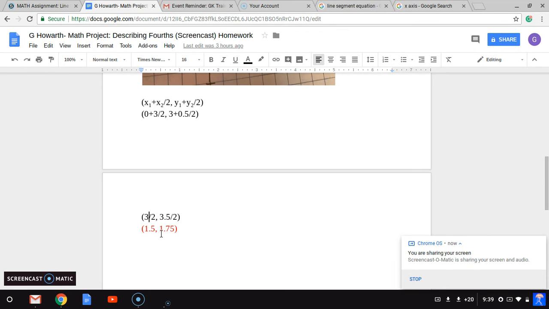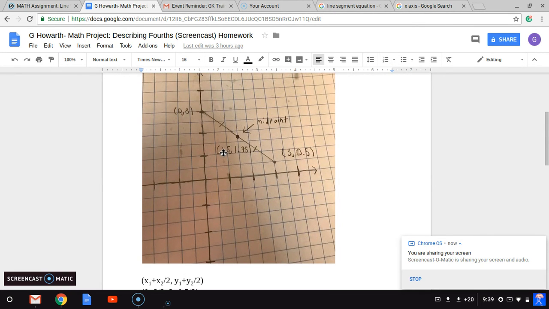Now, since we found the x, we need to find the y. And we find the y the same way we found the x. So y1 is 3, and y2 is 0.5. Add these together and you'll get 3.5. Finally, divide 3.5 by 2, and you'll end up with 1.75. So the midpoint is 1.5 and 1.75. So the midpoint cuts the line segment into halves.